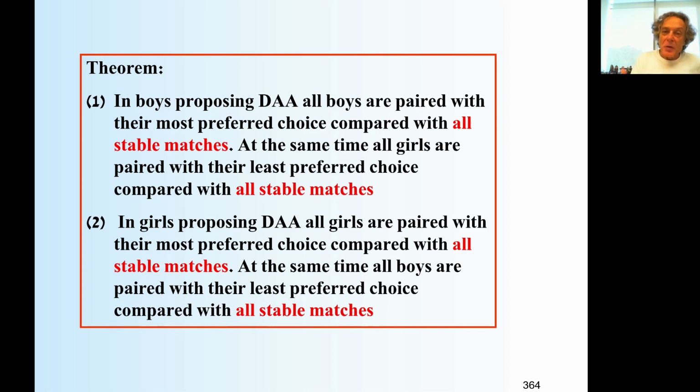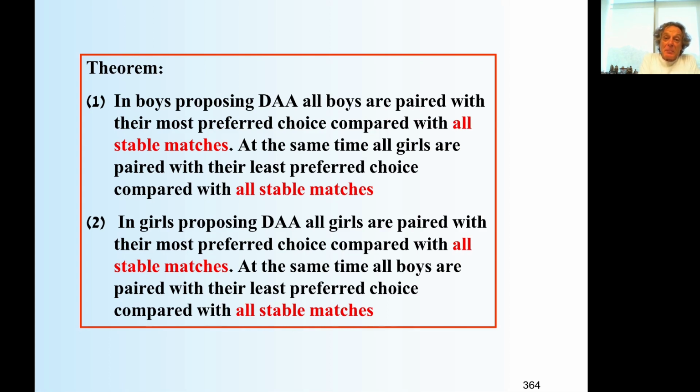However, if you compare what every boy is getting in all possible stable matches, every boy is paired to his best choice compared to all possible stable matches. At the same time, all girls obtain the worst, the least preferred, compared with all possible stable matches. So when boys are proposing, it's really some extreme. All boys get the best, all girls at the same time get the worst.